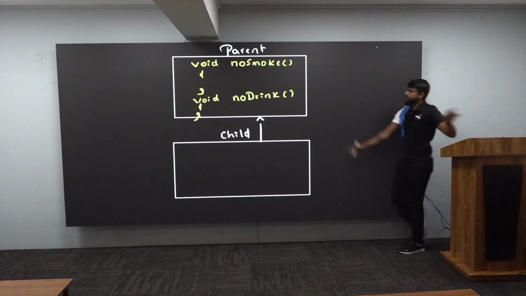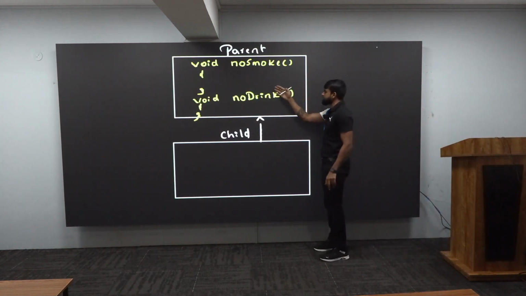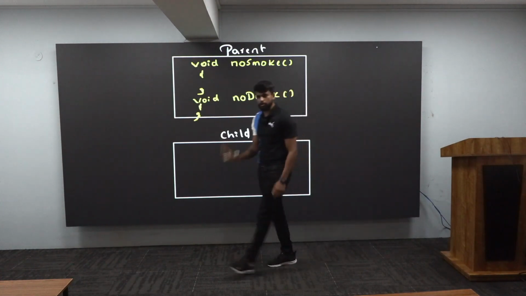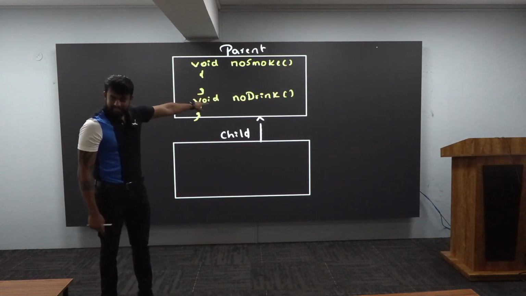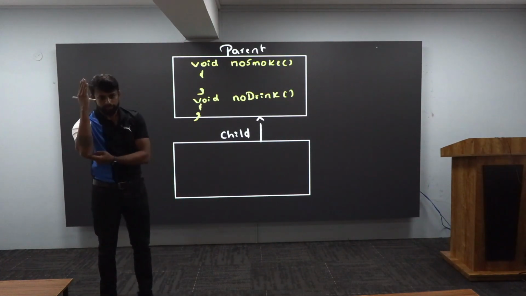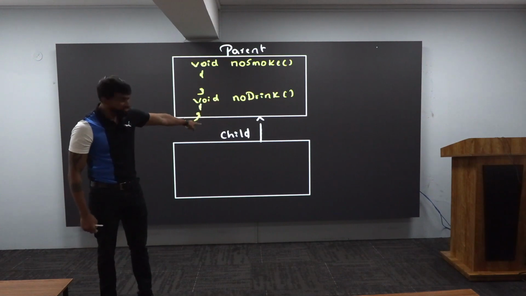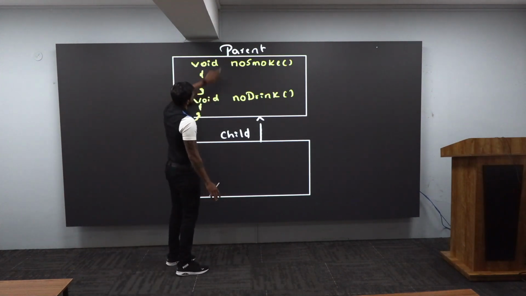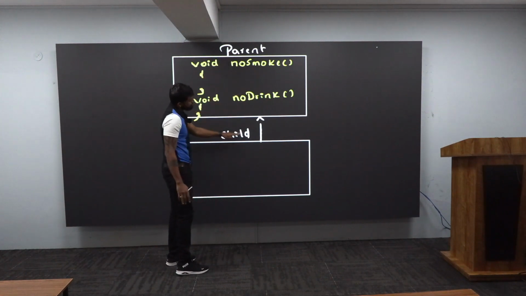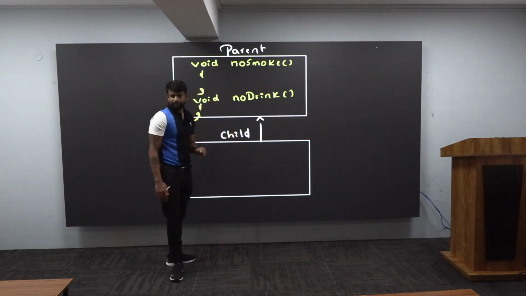So however the parent is, the same behavior your child will also get. Will the parent smoke? No. The child will also not smoke. Look at the parent. Is he drinking alcohol? No. Will the child drink? No. Whatever behavior the parent is carrying, the same behavior the child will also carry.